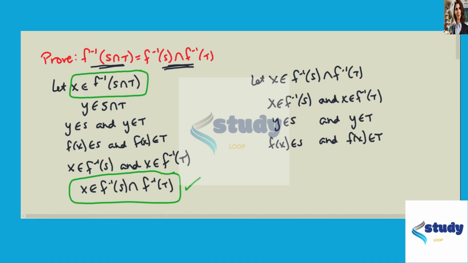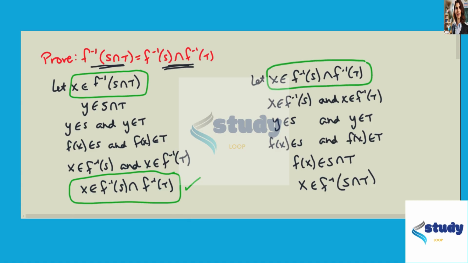And then I can say that we can put these together. If f of x is an element of both, f of x is an element of s and t, their intersection. So x is an element of the inverse of the intersection of s and t. So in this case, I started with the right-hand side and I ended with the left-hand side. Since I've shown both directions, this proof has been solved.